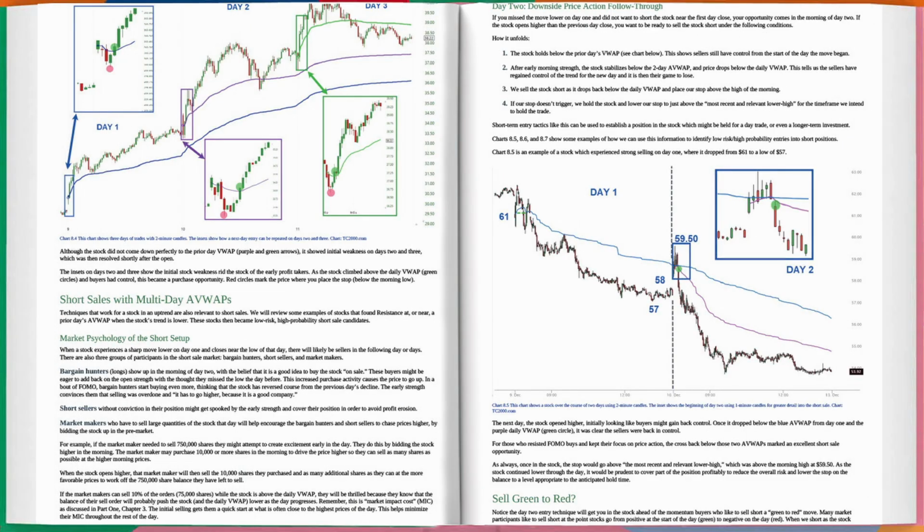Although the stock did not come down perfectly to the prior day VWAP purple and green arrows, it showed initial weakness on days 2 and 3, which was then resolved shortly after the open. The insets on days 2 and 3 show the initial stock weakness rid the stock of the early profit takers. As the stock climbed above the daily VWAP green circles and buyers had control, this became a purchase opportunity. Red circles mark the price where you place the stop, below the morning low.